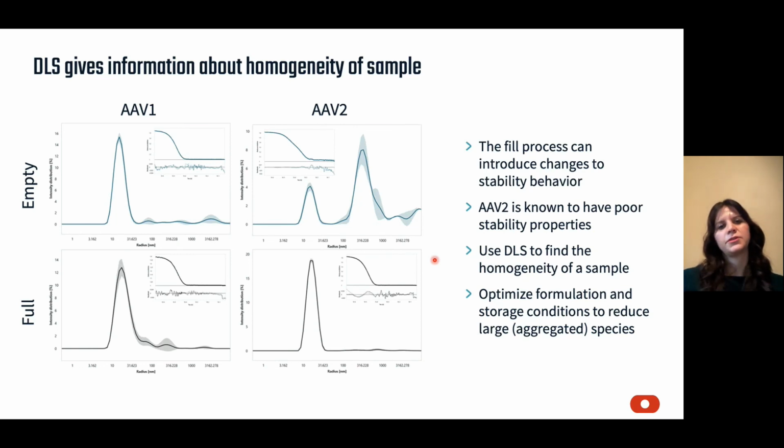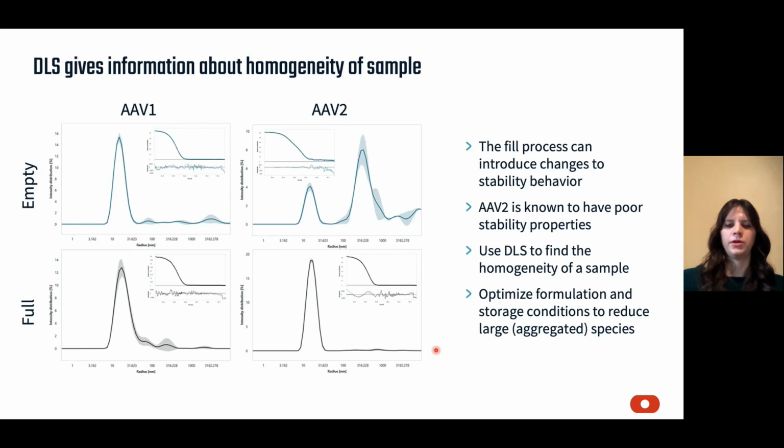And obviously this is going to be very important to evaluate when thinking about delivering your sample to patients. There can't be contaminants or aggregation because that's going to ultimately impact the efficacy of your vector. So DLS is a really quick, easy way to assess how your sample homogeneity is and whether it is optimized for downstream assays.